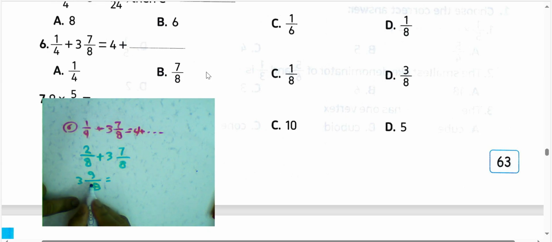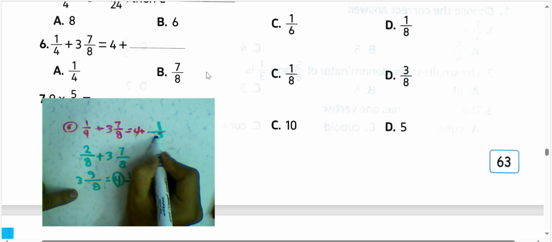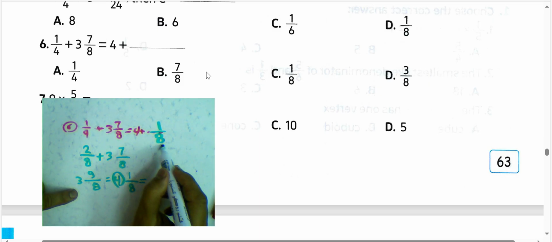And then you can simplify 9 divided by 8 equal 1 and the remainder 1. 1 plus 3 equal 4 and the remainder 1 from 8, 1 over 8. Then the result will be 4 plus 1 over 8. Write 1 over 8 here. Then the result will be, choose letter C, 1 over 8.